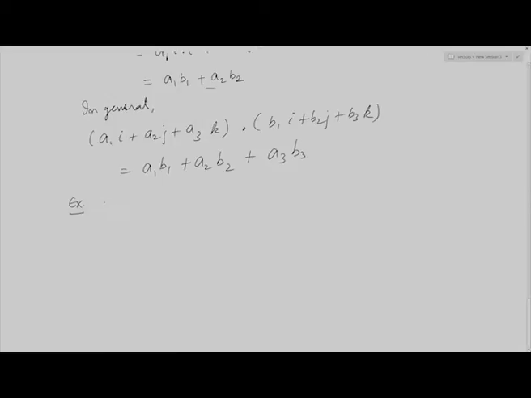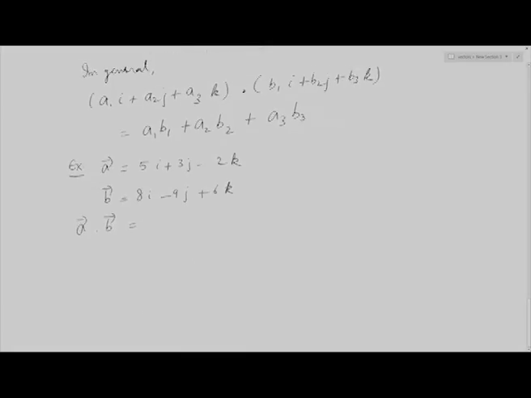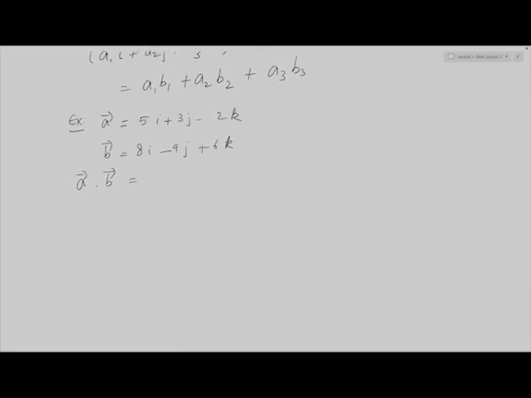Now to illustrate this, let me take these simple vectors. Let us take vector A to be 5i plus 3j minus 2k and B to be 8i minus 9j plus 6k. Now what will be A dot B? It is simply the sum of the products of the corresponding components. So this is simply 40 minus 27 minus 12: 5 into 8, 9 into 3, and 6 into 2. So 40 minus 27 minus 12 is equal to 1. So A dot B is equal to 1.